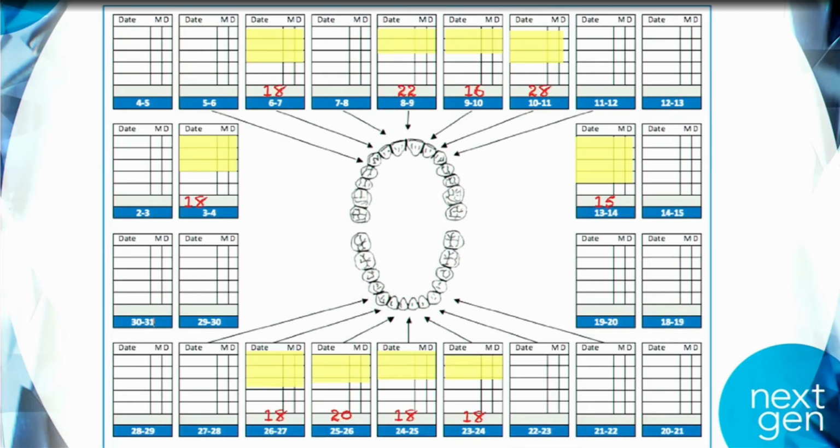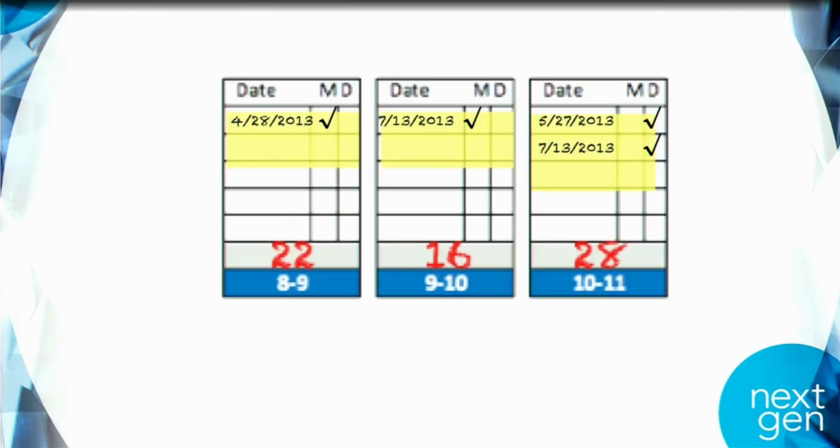Then I have a little space where I put the number where I'm supposed to start my IPR. So I know that I'm supposed to do this at aligner 18, this at 22, that at 16, 28, and so forth. And here I've got ones at 22, 16, 28, and then when I do them, the IPR, I put the date down and whether I do it on the mesial or the distal.